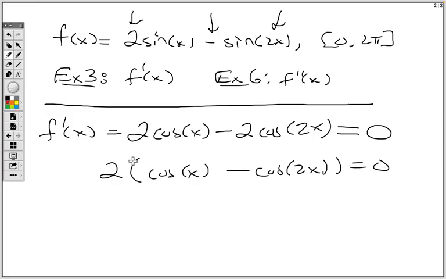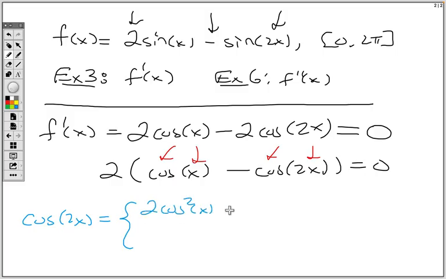And the good news is we've got the same trig function. The bad news is we've got different angles. So we want to get to the same angle here. We want to get to the same argument. So we're going to have to use an identity. Now, it turns out cosine of 2x has three different variations. You can write it as 2 cosine squared x minus 1. You can write it as 1 minus 2 sine squared of x, or cosine squared x minus sine squared x.